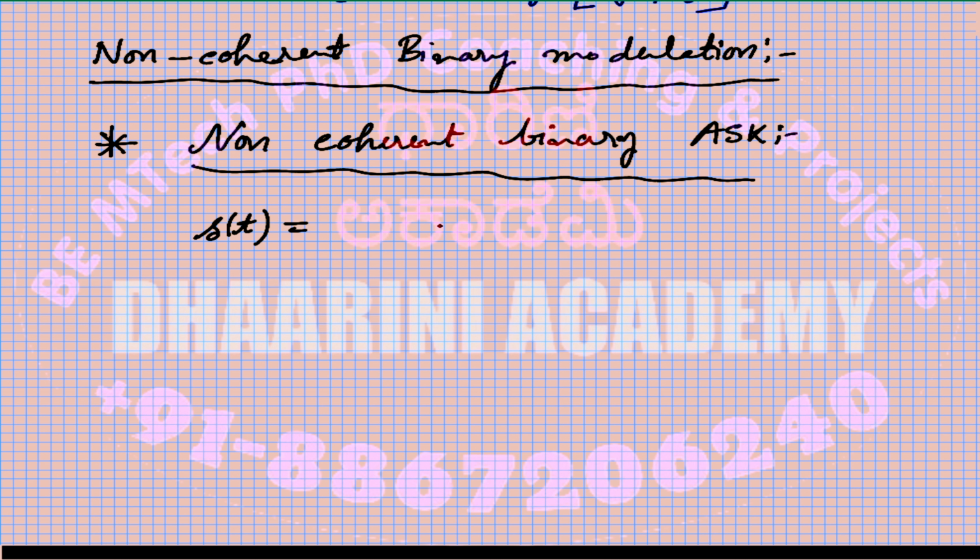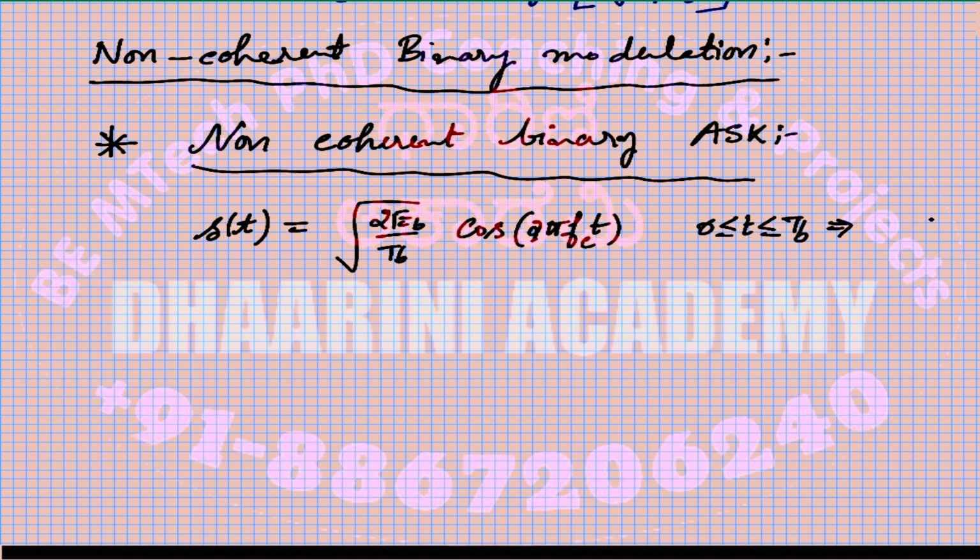So s of t is equal to square root of 2 Eb by Tb times cos of 2 pi fc t, where fc is the carrier frequency. This is for 0 less than or equal to t less than or equal to Tb, for symbol 1. At the same time, s of t is 0, again for the same duration 0 less than or equal to t less than or equal to Tb, for symbol 0. This is what we have already studied.